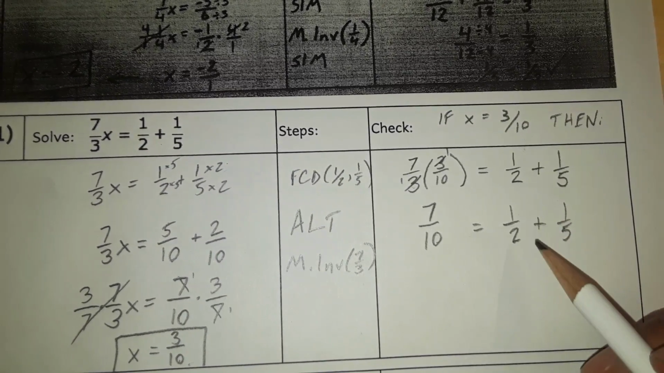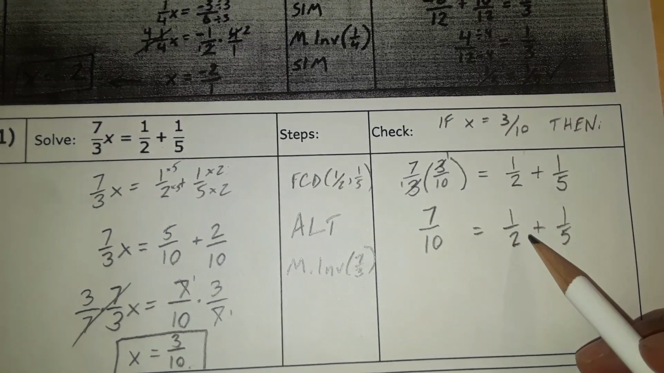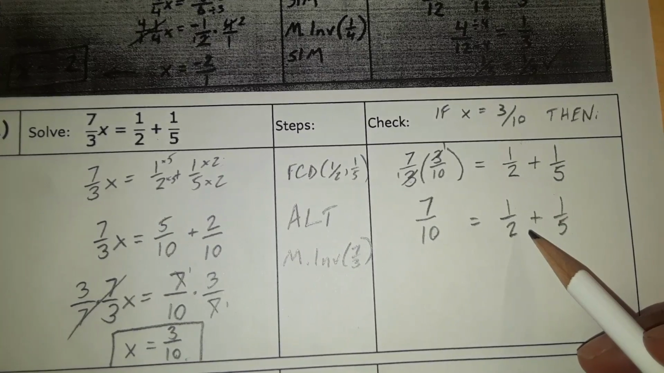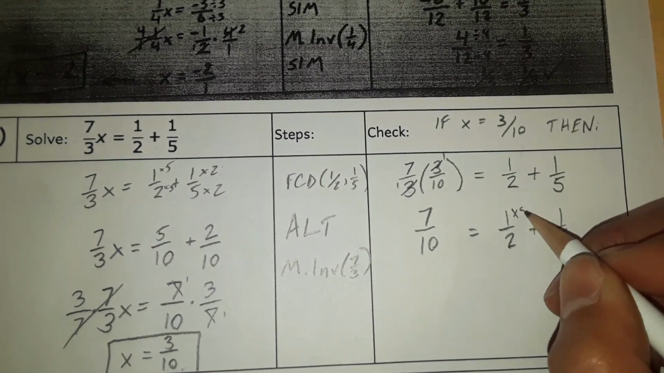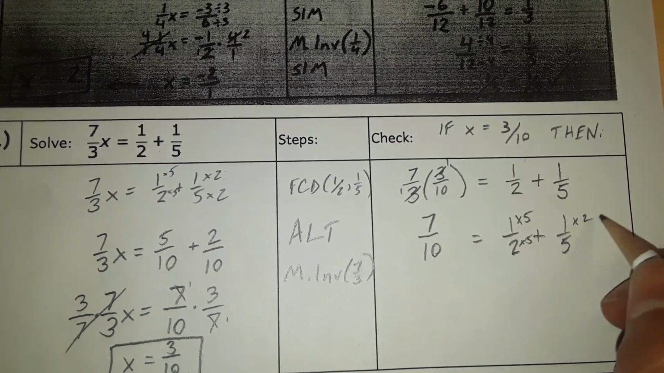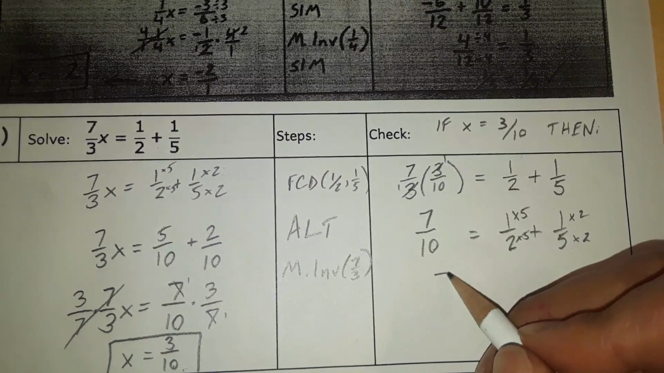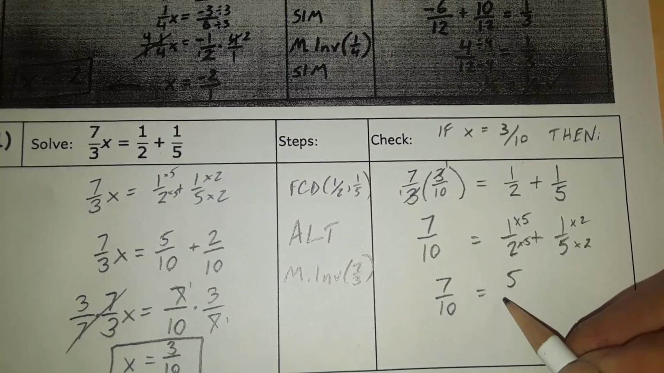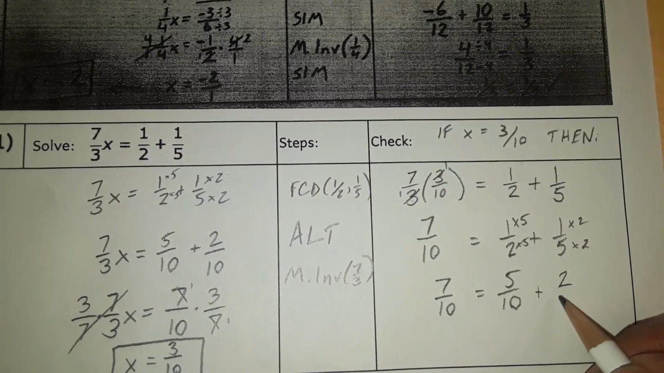So 2 is not a factor of 5, so unfortunately we can't get away with just raising one fraction, but we can pretty easily see that they have a common multiple of 10. We can raise this fraction up here by 5 and this fraction by 2. And so what we'll end up with is 7 over 10 equals 5 over 10 plus 2 over 10.